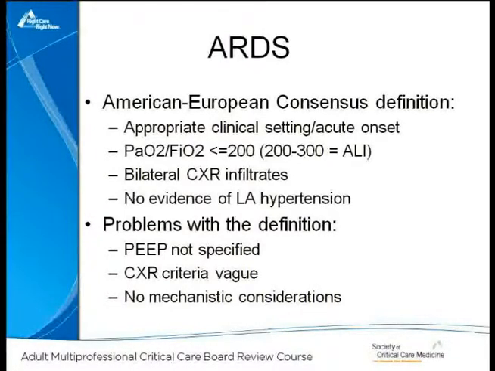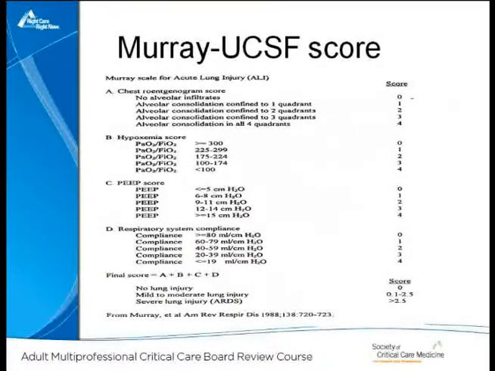The PEEP is not specific. This is a problem. The chest criteria are very vague. And again, as I mentioned, there are no mechanistic considerations here or disease pathophysiology considerations. And these are huge problems. These are huge problems that make it difficult to understand the literature in ARDS.